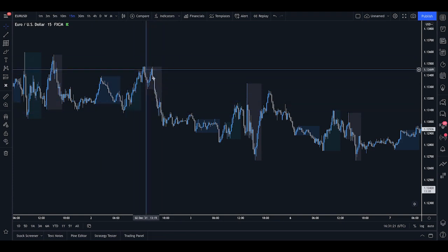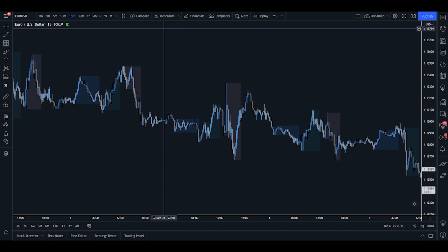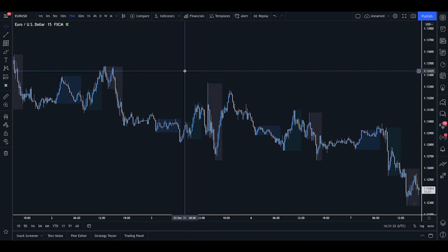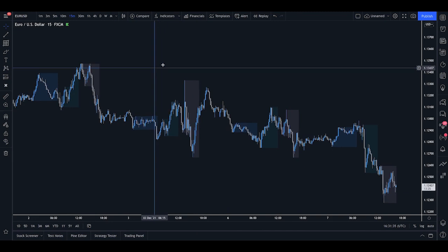So the London push and the New York reversal are the major two components for intraday trading sessions, and the two things that we are going to find so very useful in our personal trading.